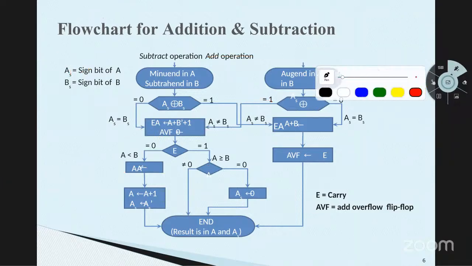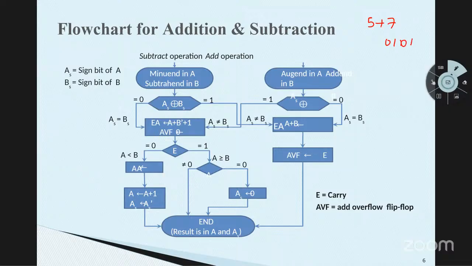Now tell me the value. 5 plus 7, right? 5 plus 7 means 0, 1, 1, 1, 0, 1, 0, 1, 1, 1. 1 plus 1 is how much? 0. Again 1 plus 1 is 0. Here 3 ones means the sum is 1, and the carry is 1. So the final value is this. That is equal to 5 plus 7, which means 4.